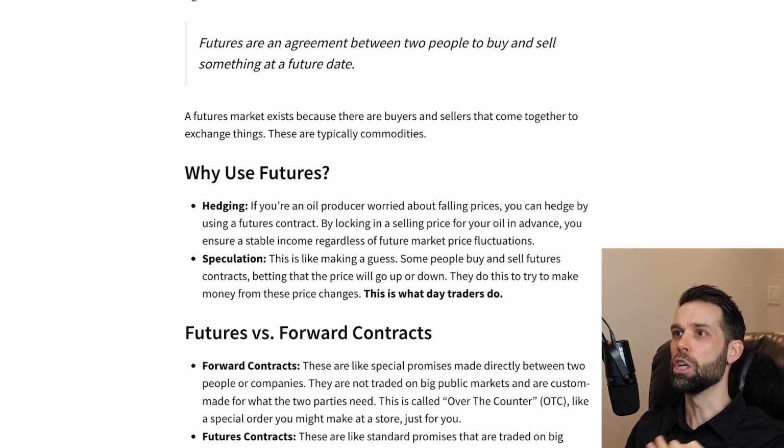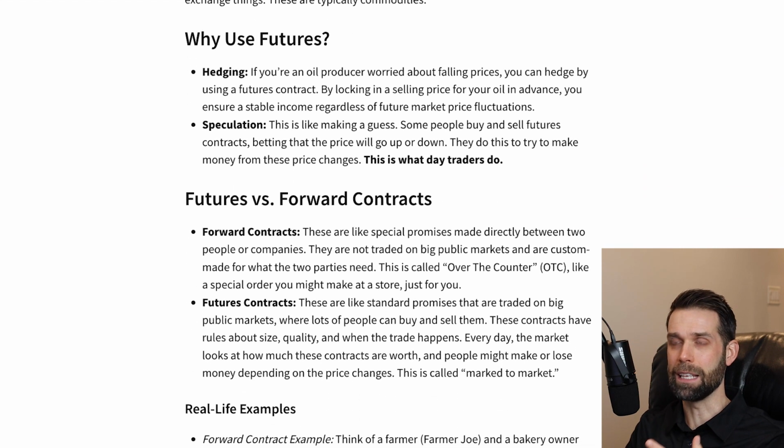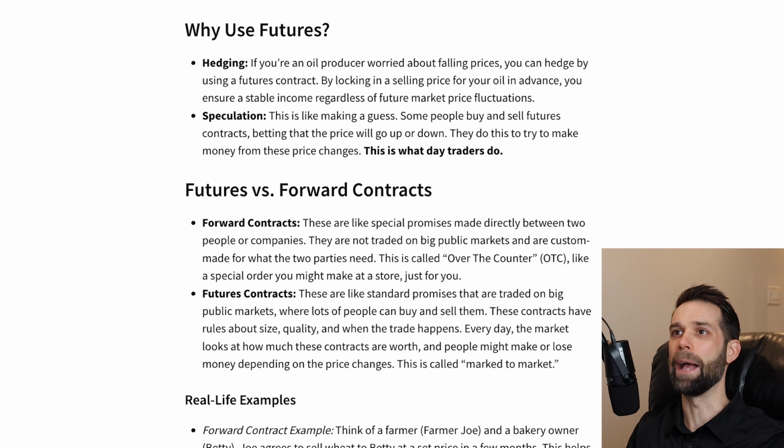So you might be thinking, why do these futures actually exist? When did they start? How did they come about, and why? Well, the first reason is for hedging. If you're an oil producer and you're worried about falling prices, you can hedge by using a futures contract. By locking in a selling price for oil in advance, you ensure a stable income regardless of future market price fluctuation.